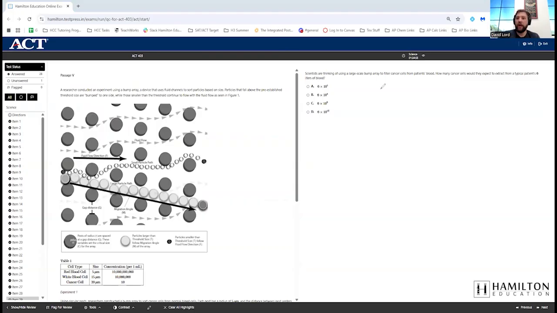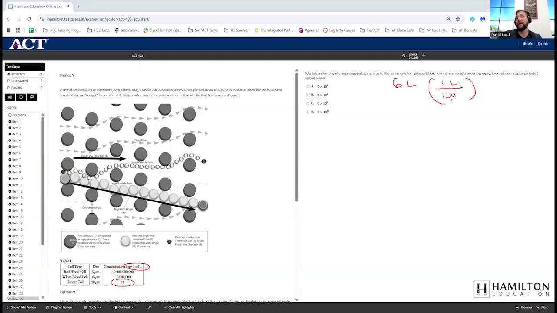A scientist is thinking of using a large-scale bump array to filter cancer cells from a patient's blood. How many cancer cells would they expect to extract from 6 liters? Okay, so we have 6 liters, and then this right here for cancer cells is 10 per milliliter. So there are 1,000 milliliters in 1 liter.